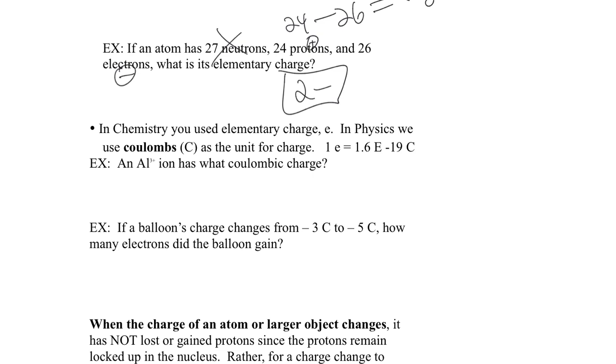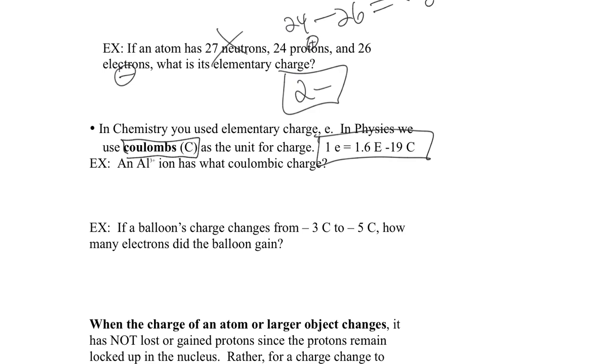In physics, we use coulombs for charge. And 1 elementary charge is equal to 1.6 e to the negative 19 coulombs. So a coulomb is a huge amount of charge, because 1 elementary charge is only a fraction of 1 coulomb.